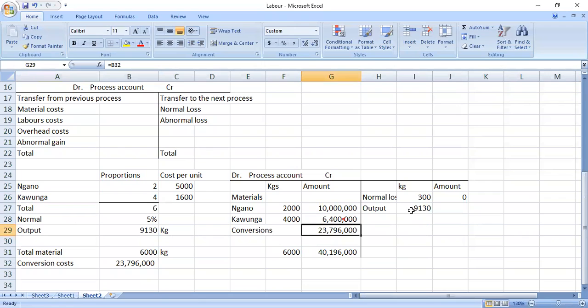So I was saying our output is 9,130. That's your output. But conversion costs were given as 23,796,000 total. So of course, it's on the debit side because it's an expense. Like I said, any expenses will always be on the debit side of the process account.